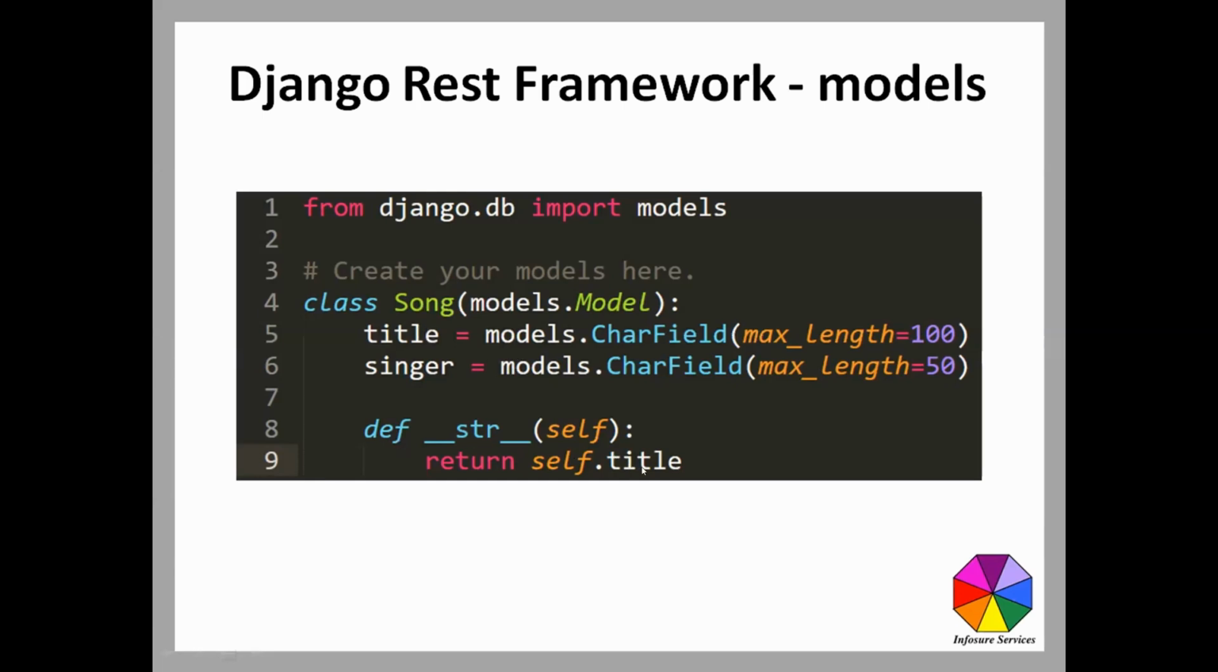Now, string representation. When I call a single song, what should I get back? I should get back self.title. I don't need Rihanna's name. I just have to know the name of the song. That's a string representation. Return that back. Define the model. Step 1, that's the first thing.